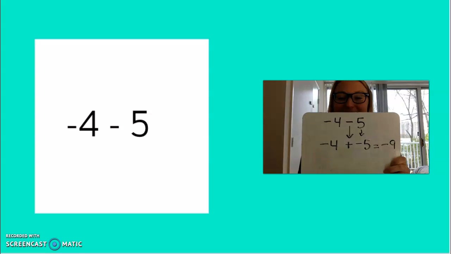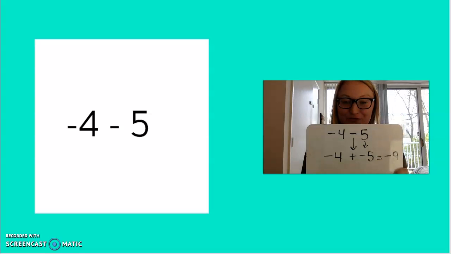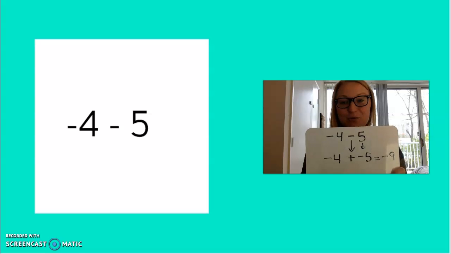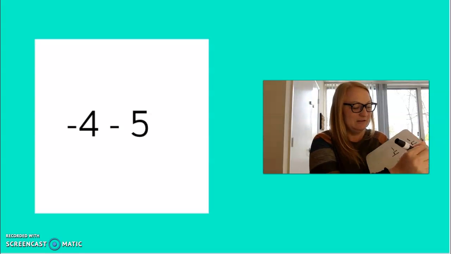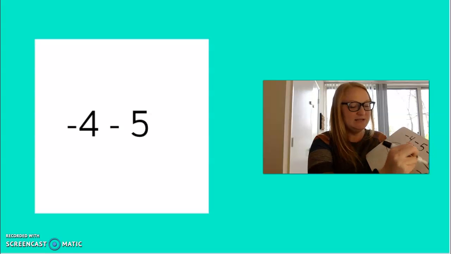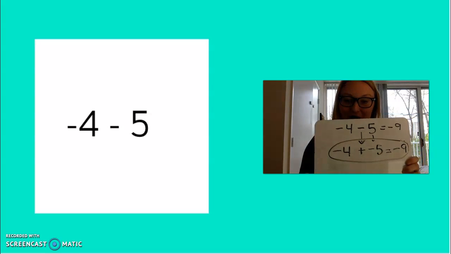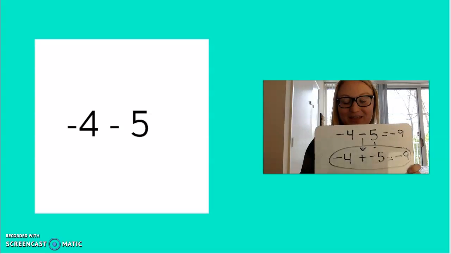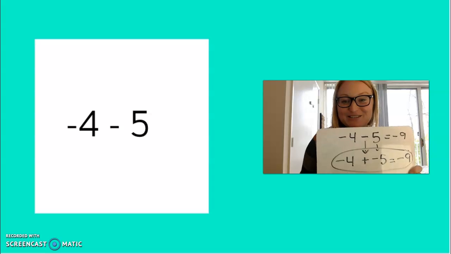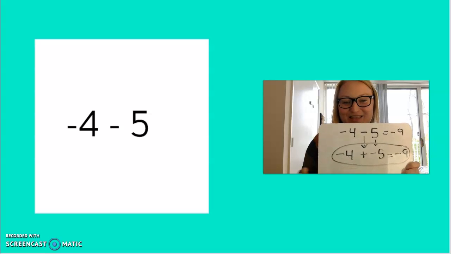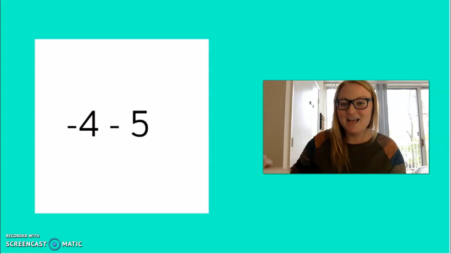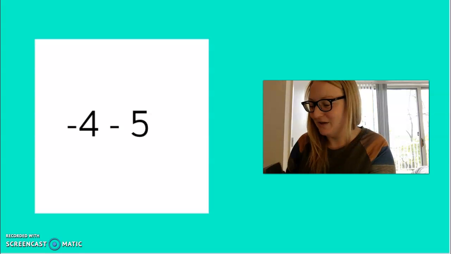So -4 plus -5 is going to give me -9. That's the same thing as -4 minus 5. -4 minus 5 would also equal -9. So what we did here is we took a subtraction problem and we rewrote it as an addition problem. And then, voila, we can just use our same addition rules that we've been using. Let's try another one together.